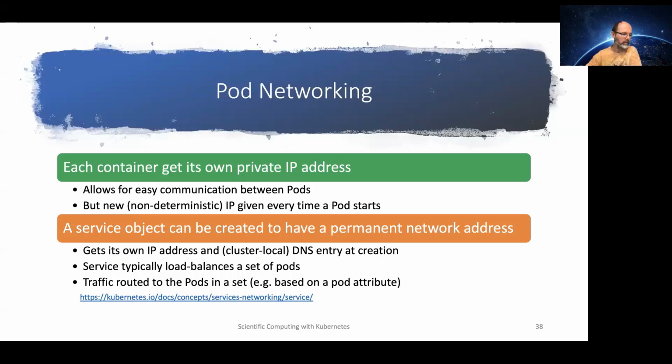Now, this can be solved by using something called a service object, and I have a link down there, that will create a permanent network address and a cluster-local DNS entry that you can connect to, and this will route the traffic to any of the pods that are attached to it. Who is routed to is essentially based on the attributes of the pods and how you define the service. You can read all about it in the link, but be aware that there is such a concept in Kubernetes.